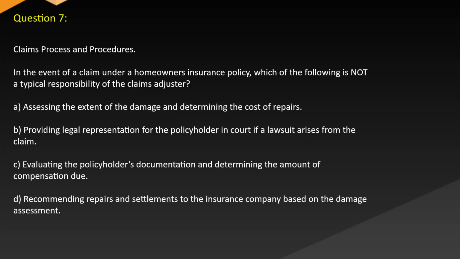Question 7. Claims process and procedures. In the event of a claim under a homeowner's insurance policy, which of the following is not a typical responsibility of the claims adjuster? A. Assessing the extent of the damage and determining the cost of repairs. B. Providing legal representation for the policyholder in court if a lawsuit arises from the claim. C. Evaluating the policyholder's documentation and determining the amount of compensation due. D. Recommending repairs and settlements to the insurance company based on the damage assessment.